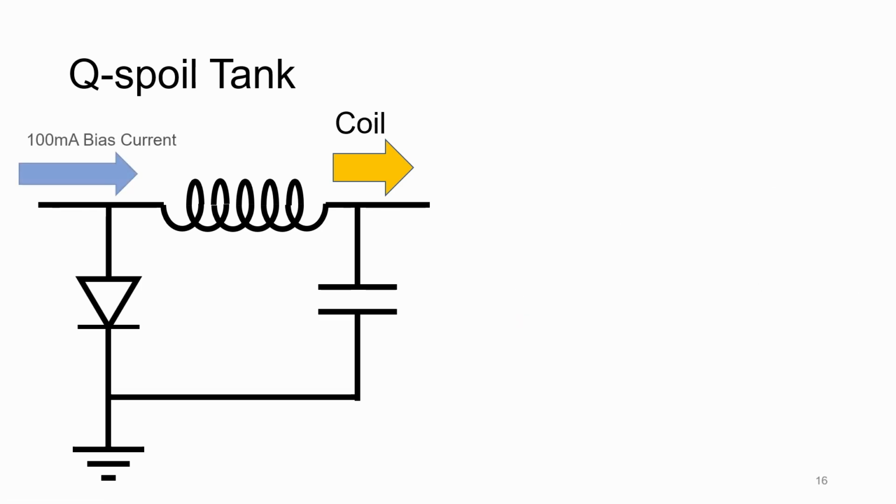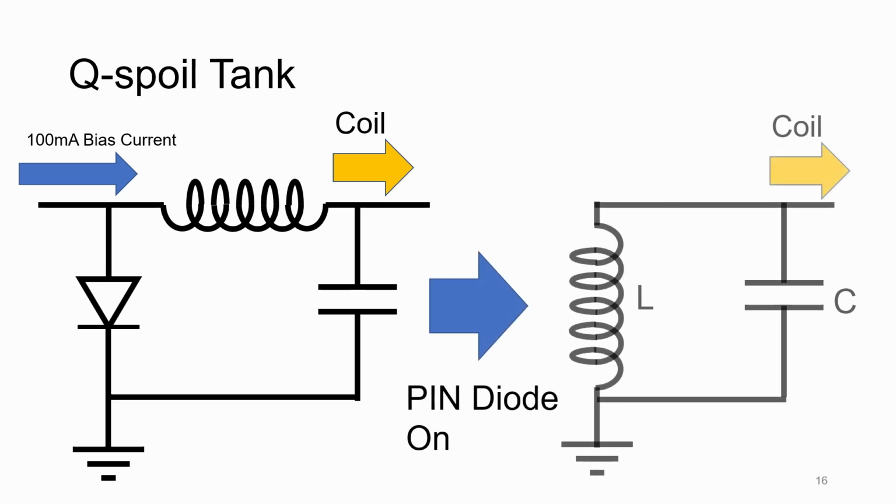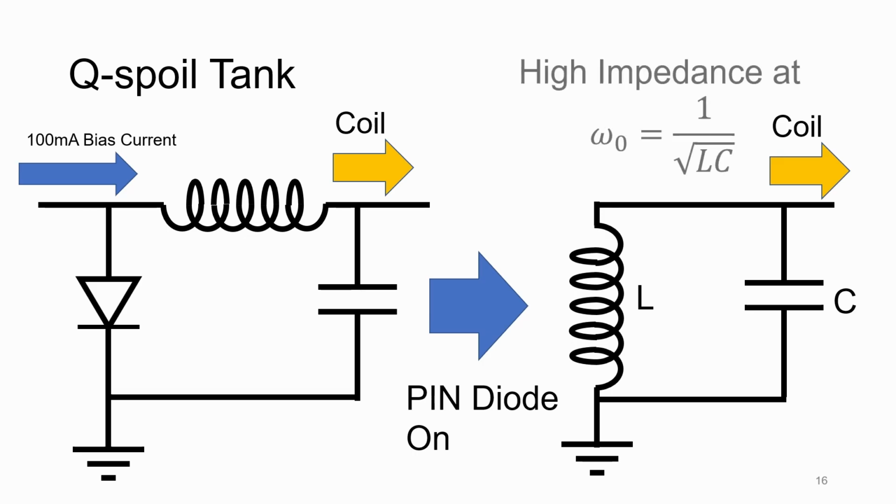Now, when Q-spoiling is activated, the scanner would apply a 100 milliamp bias current. And this would turn on the PIN diode and create an LC resonance tank that provides a high impedance specifically at omega naught equals 1 over square root of LC. And you would tune this Q-spoiling circuit to coincide with the Larmor frequency of the proton spins.